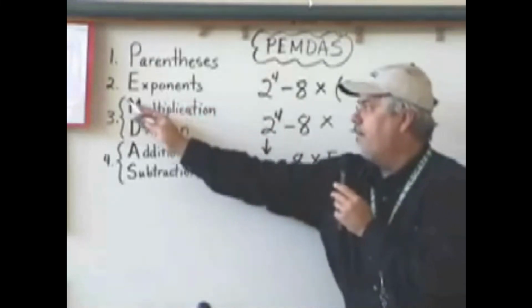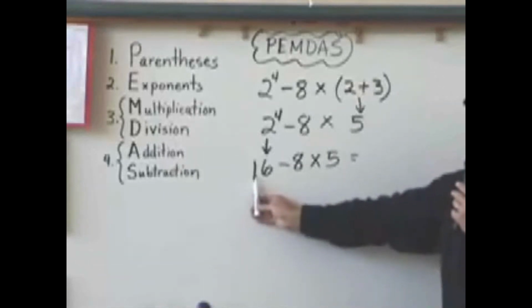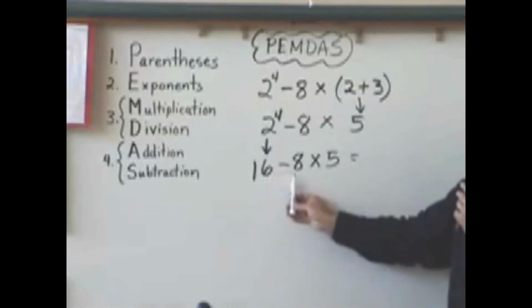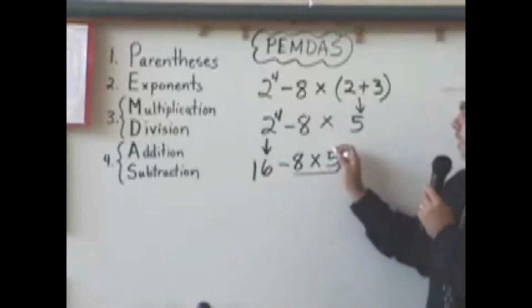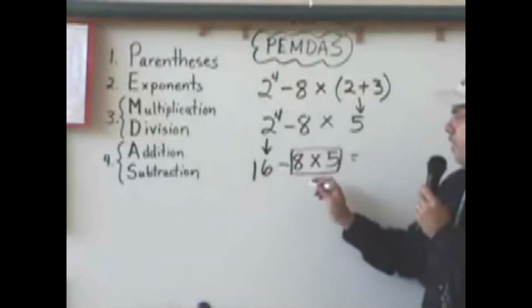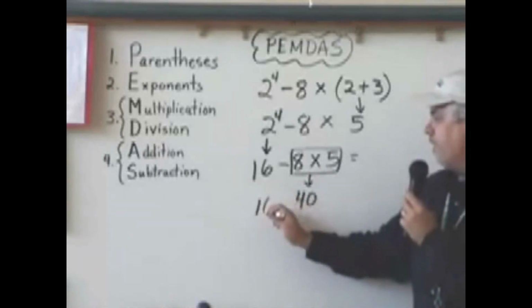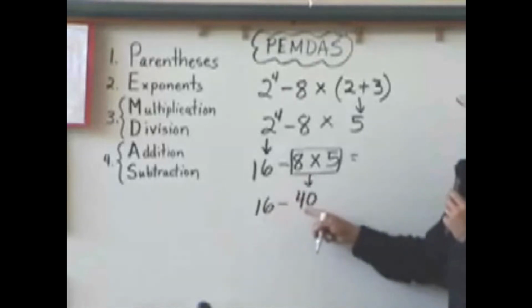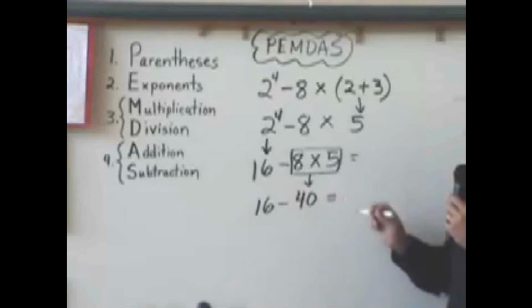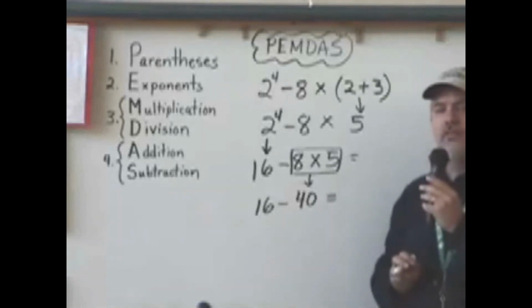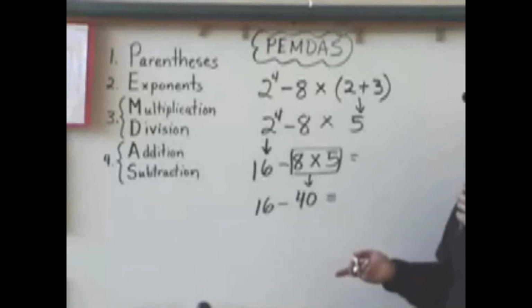Done with exponents. Now I have to do multiplication and division from left to right. So I'm going to start here and go until I see a divided by sign or a times sign. And there's a times sign. So I have to say 8 times 5. 8 times 5 is 40. Now look what I get. Now I get 16 minus 40. 16 minus 40, as you know, is a negative number.